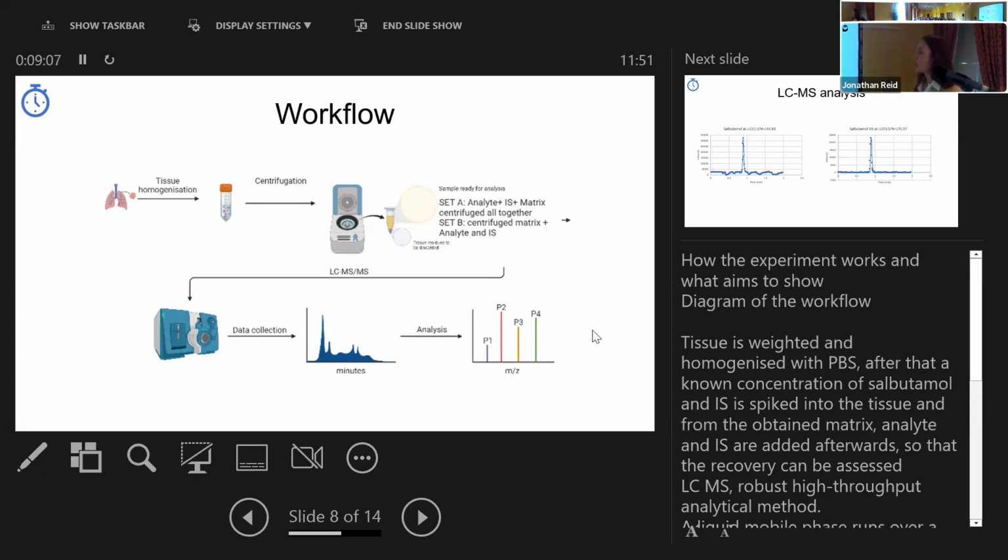The LCMS is the tandem between liquid chromatography and mass spectroscopy. There is a stationary phase, and a mobile phase that runs over the stationary phase. This divides the compounds, and then they are directly injected into the mass spec.